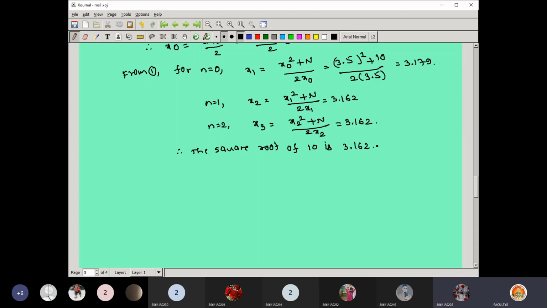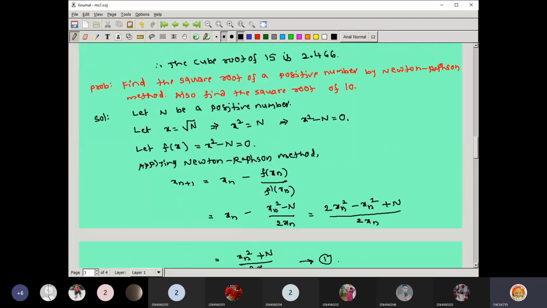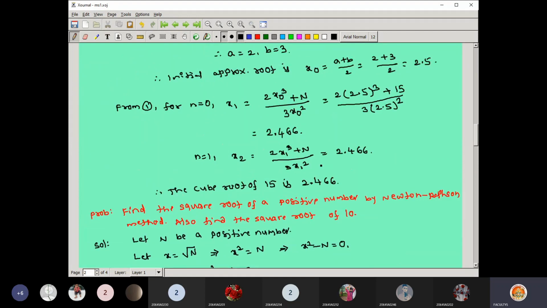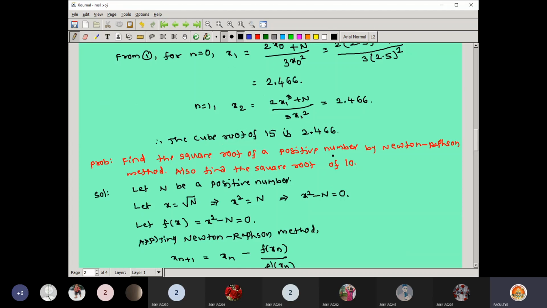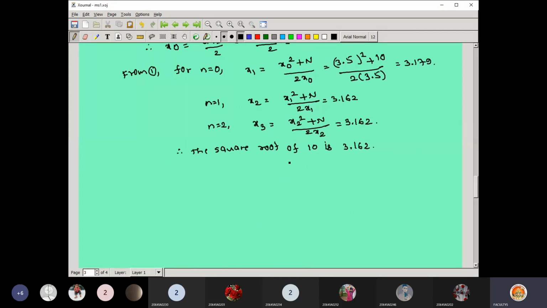With the help of your Newton-Raphson method you are going to calculate the square root. So even previously we have calculated the cube root also. Wherever you get successive roots equal, you can stop the process. So this is the advantage of the Newton-Raphson method.